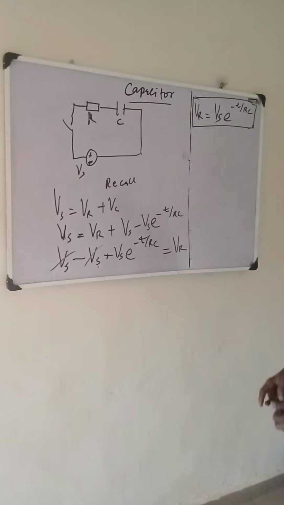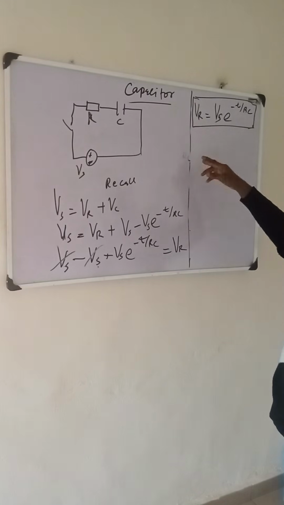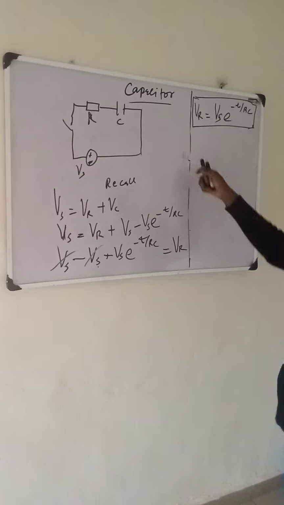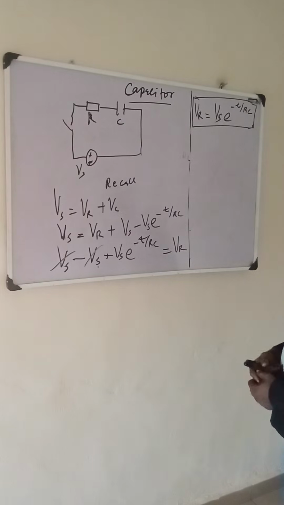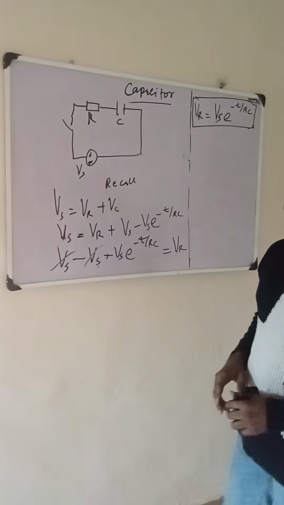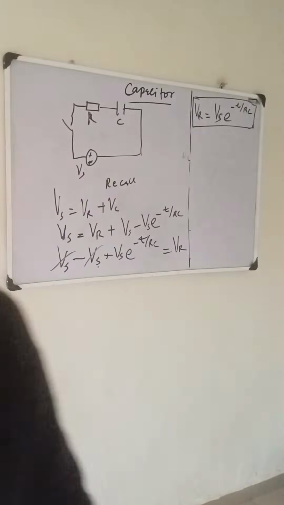So what can we deduce from here? Since we know that the voltage across the resistor is current multiplied by R, we can say current multiplied by R is equal to Vs, and then we find the current at any instant in time. So I will leave you to work on that one by yourself. Then maybe later we solve it together. Thank you.